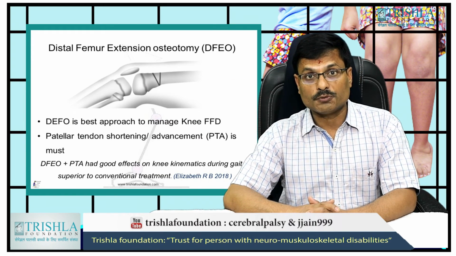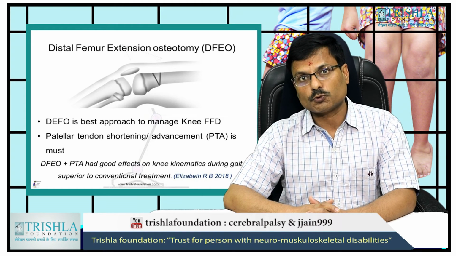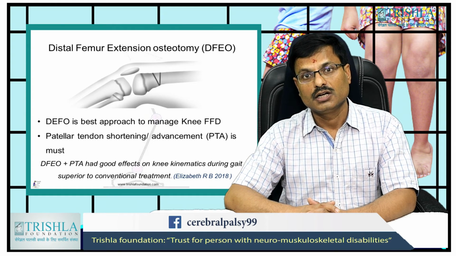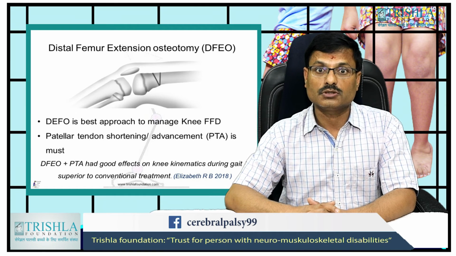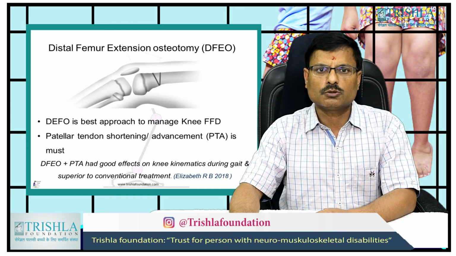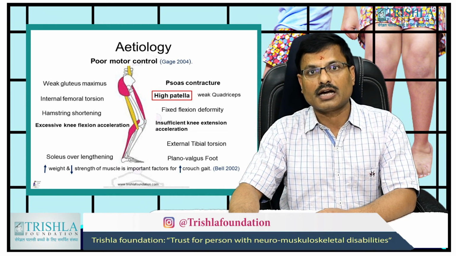Now the last operation, that is distal femoral extension osteotomy. This procedure is usually done if the deformity is very severe in adulthood. But along with that, most of the time we do patellar tendon shortening or advancement of the tibial tuberosity. Both have a very good impact on the child.